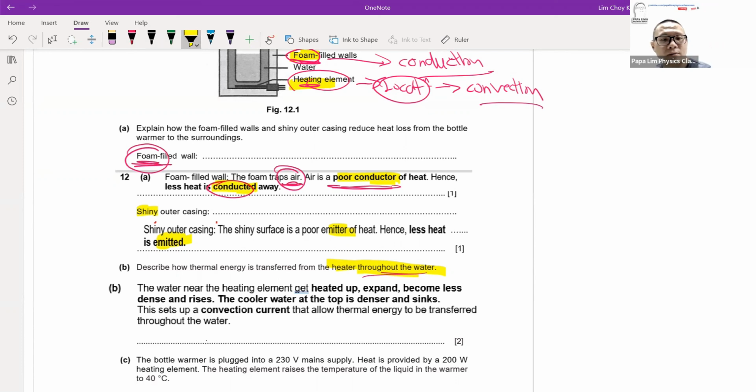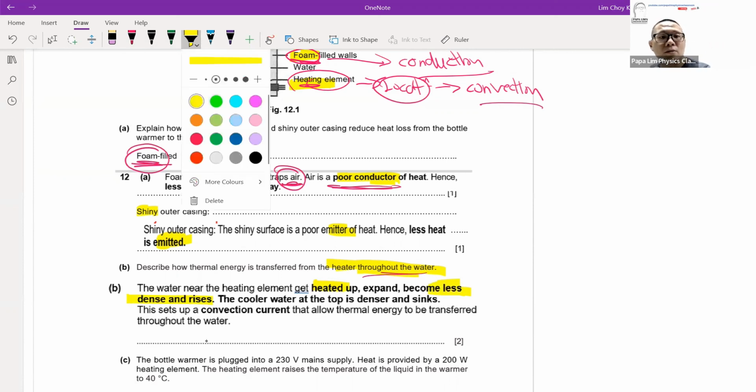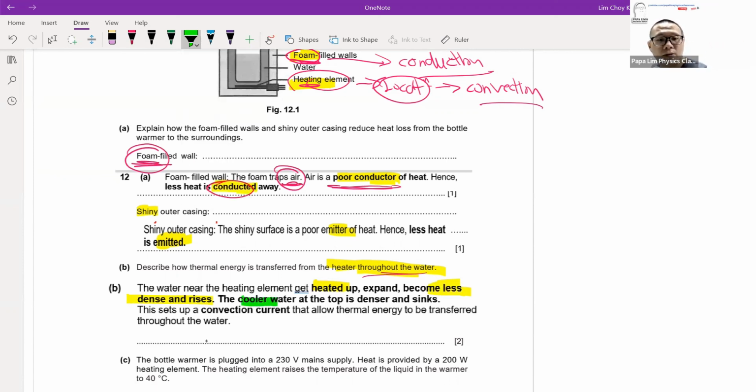When you talk about hot, you definitely have to talk about less dense and rise. You have to mention the density. Same thing, when you talk about cold, you must talk about the density, and you talk about sink. So here we don't just use the words hot rise and cold sink. You tell me hot rise, why? Because of density, less dense. You talk about cold sink, why? Because it's being denser.